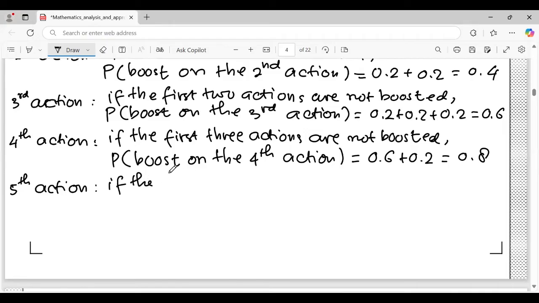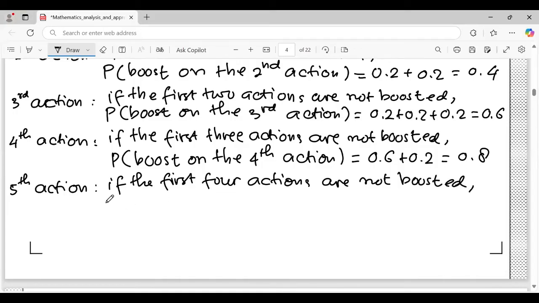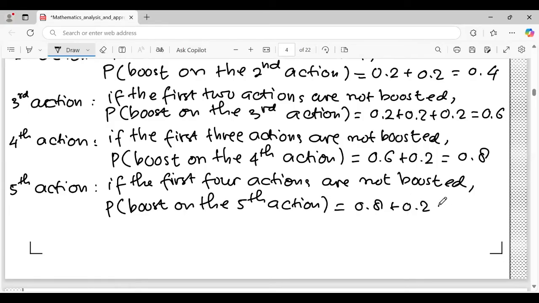Next, at the fifth action, if the first four actions are not boosted, the probability of boost on the fifth action is 0.8 plus 0.2. It is equal to 1.0. This information is important for us.